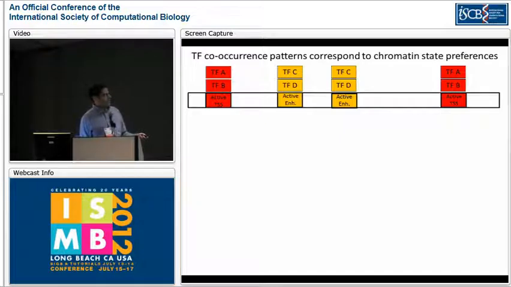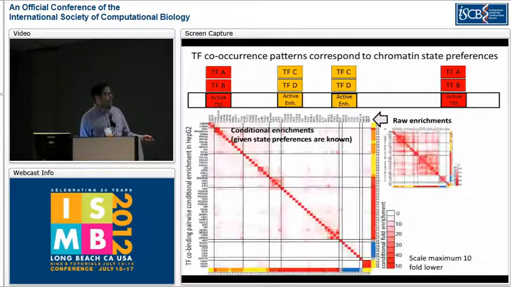So what we're saying here is you could say that 2 transcription factors might share a preference for active promoters or active enhancers, where A and B prefer the transcription start site and C and D prefer enhancer regions. So what we did was we conditioned on each transcription factor's individual chromatin state preference to give the expected pairwise overlap, given you know each factor's individual preference. And once we do that, we see almost all the block structure is gone and the enrichments are much lower. We went from a 500-fold scale to here it's a maximum of 50-fold.